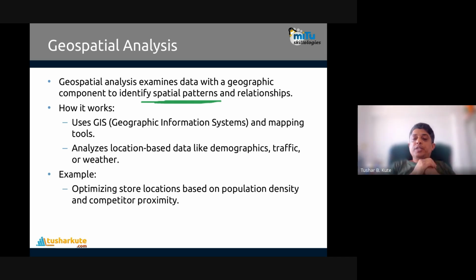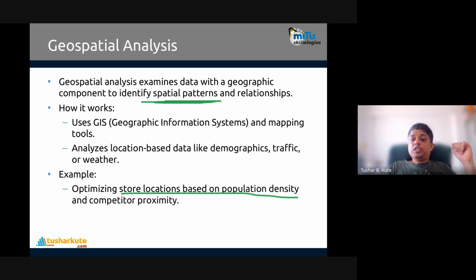What else? Geospatial analysis is an advanced method, and BI tools are available for it. Especially, as I mentioned, supply chain management and transportation. These are the two areas where geospatial analysis plays a very crucial role in doing the respective analytical work effectively. For example, optimizing store locations based on population density and competitors' proximity.